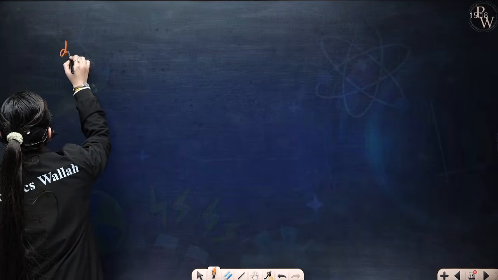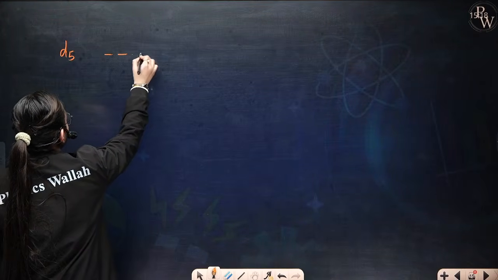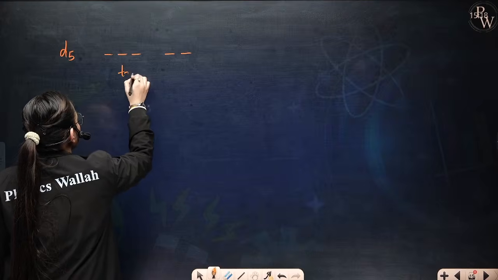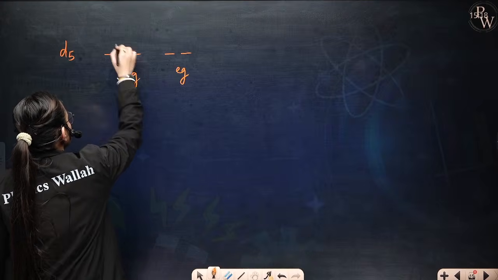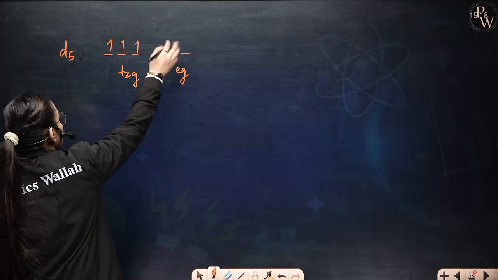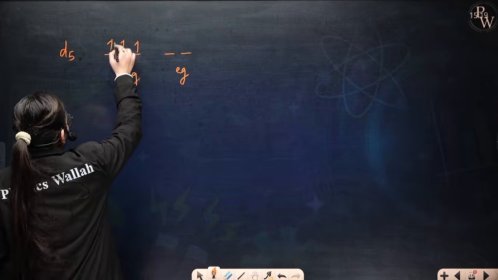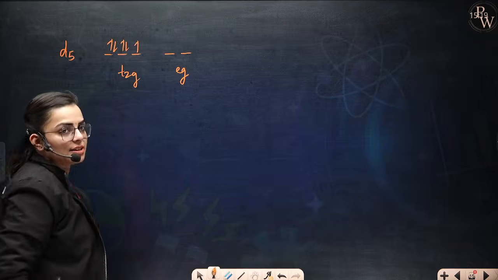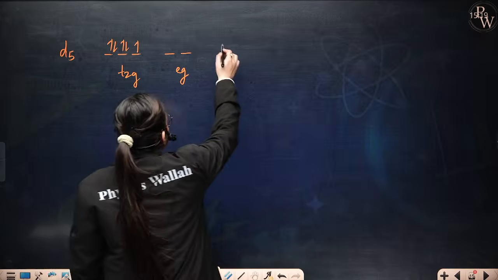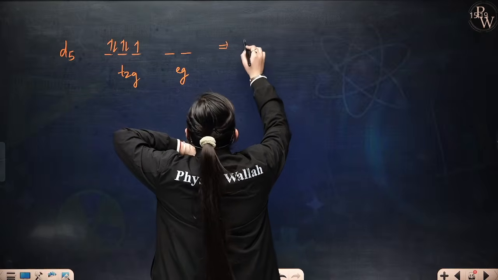See, again, if I talk about D5, here let us draw T2G, here let us draw EG. If this is your T2G, this is your EG, 1, 2, 3. Now, the 4th will not go in the higher energy level. It will go over here only, 4 and 5 respectively. Are you getting my point? So, what will be the CFSE value? 1, 2, 3, 4, 5 electrons in this.